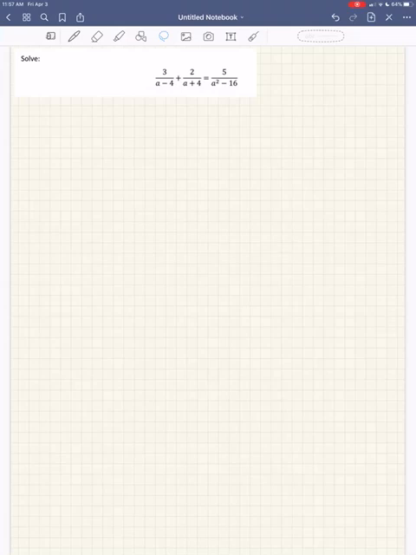When I look at this problem, I see that there's an equal sign, so it's an equation, and the directions say solve. So I'm trying to find any value or values that make this equation true when substituted for the variable a. Since this is an equation, I can multiply both sides by any expression I choose. And since there are fractions involved, I'm probably going to want to multiply by the lowest common denominator, or LCD.